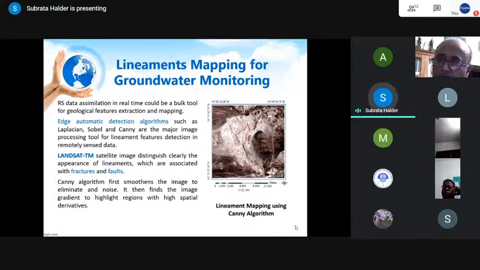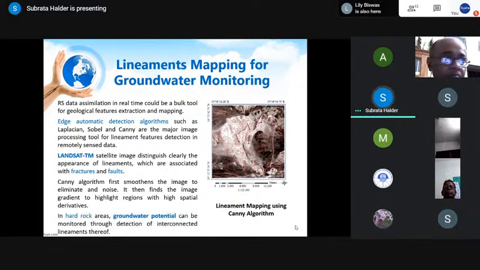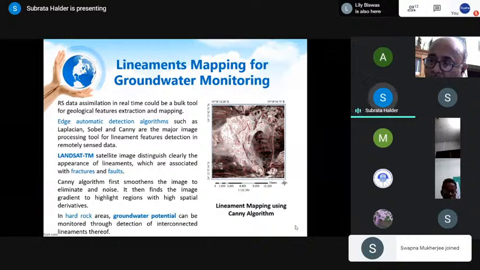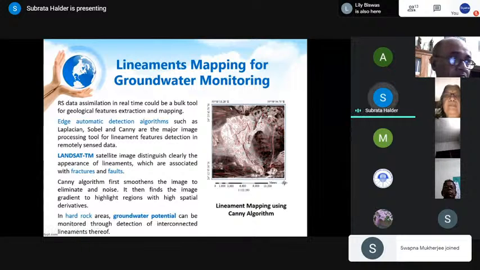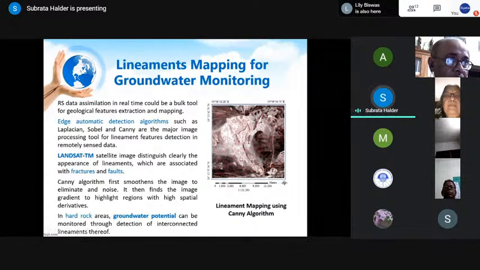The Canny algorithm first smoothens the image to eliminate the noise. It then finds the image gradient to highlight the regions with high spatial derivatives. In hard rock areas, groundwater potential can be monitored through detection of interconnected lineaments. Here, the lineament mapping is shown using the Canny algorithm.